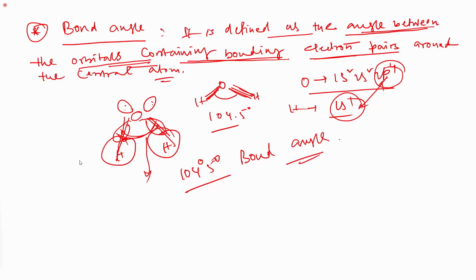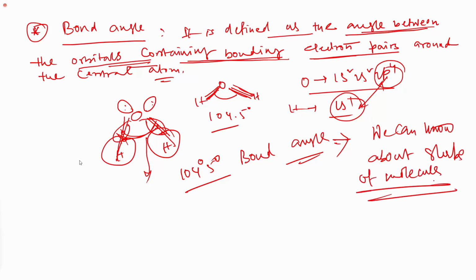That's it. Now, what is the point? From this bond angle value, we can know about the shape of the molecule. Just remember that from the bond angle value we can also know the shape of the molecules.